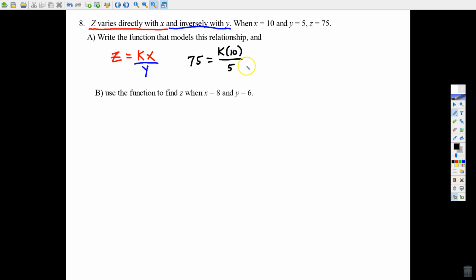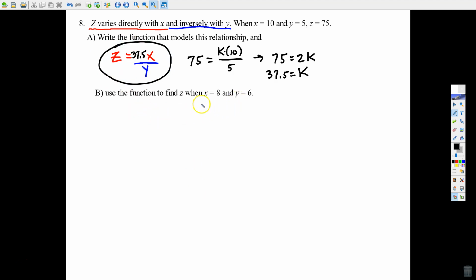Okay, well, you can simplify first because 10 and 5 are factors, and you can cancel factors. 10 divided by 5 is 2, so 75 is equal to 2K. And if you divide by 2, you get 37.5 is K. So now, instead of this generic equation that matches the first sentence, given the second sentence, I can get more specific and put in the actual number for K. So that's my answer for part A.